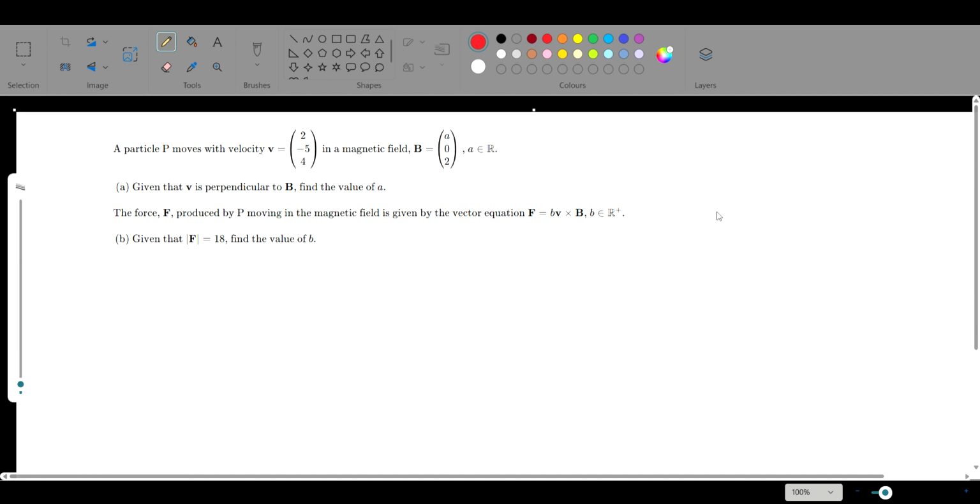So we can go with the multiplication of vectors. We have two types of multiplication of vectors, the scalar product and the vector product.